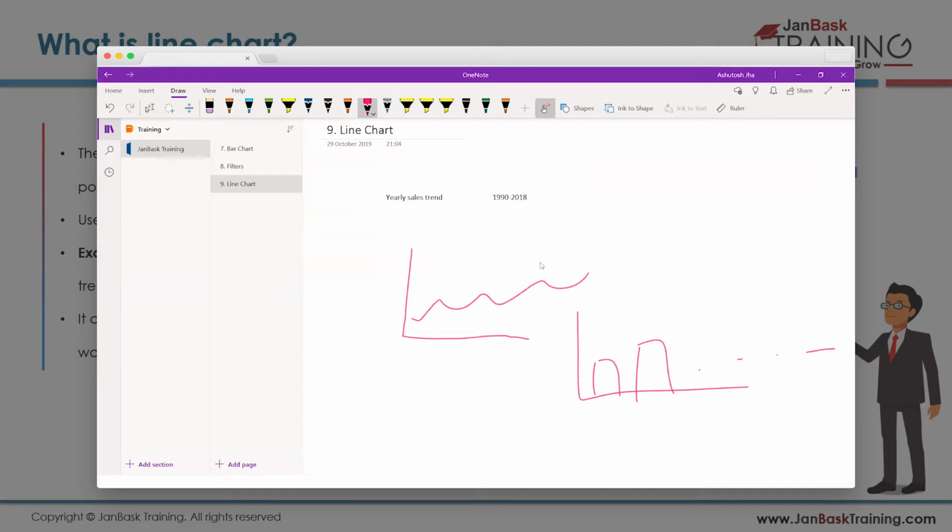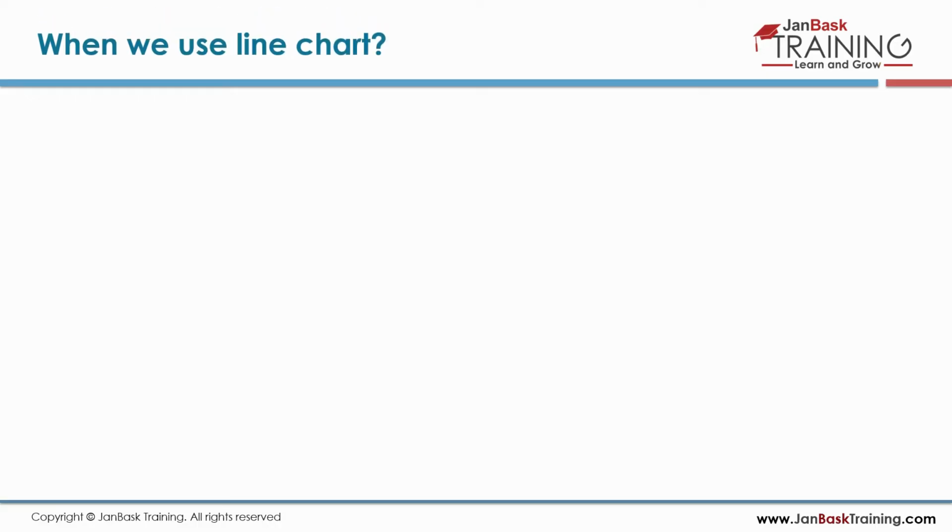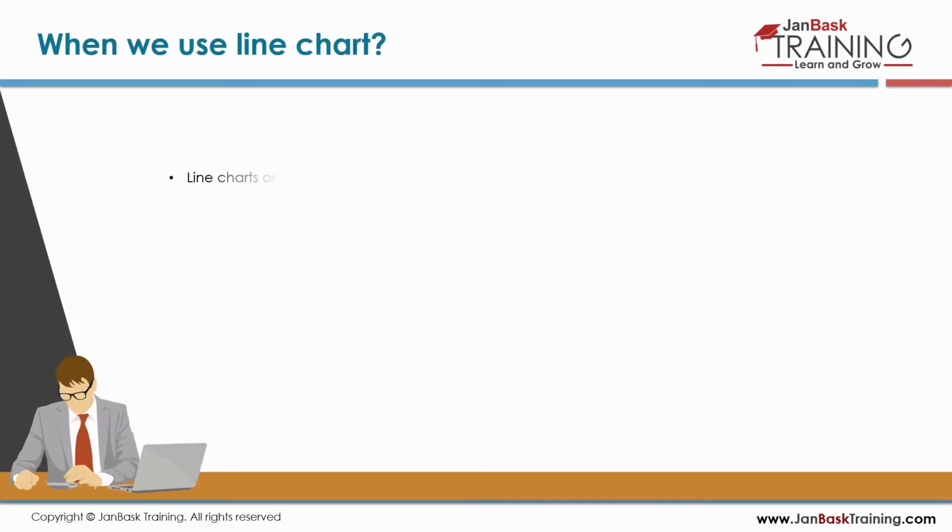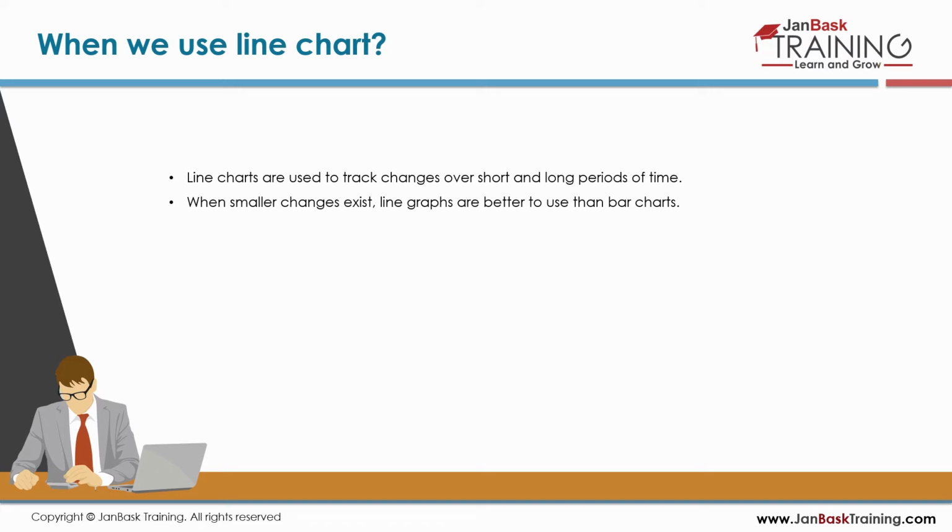Another thing is, whenever you have data which is a function of time, it's better to use a line chart rather than a bar chart. A bar chart is basically used to show certain trends. Whenever your requirement involves a date or period, a bar chart can be used less compared to a line chart. Means a line chart is preferable over the bar chart. A line chart is used to track changes over short and long periods of time. When smaller changes exist, line charts are better than bar charts because it's a direct comparison, right?